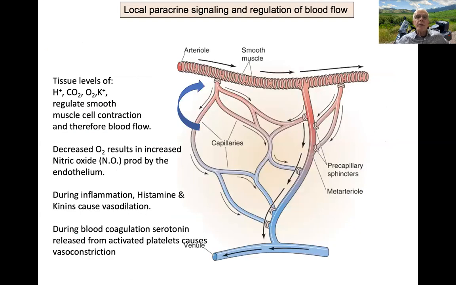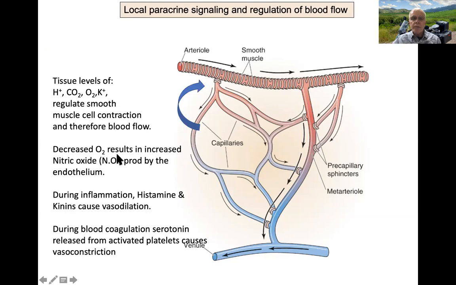Okay, we're getting near the end. So local paracrine signaling and regulation of blood flow. Okay? Hypothetical capillary bed with some arterioles and smooth muscle and pre-capillary sphincters. Tissue levels of things like hydrogen, CO2, oxygen, and other ions and metabolites regulate smooth muscle contraction and therefore blood flow. So as they produce these metabolites, they regulate locally the smooth muscle around arterioles and pre-capillary sphincters.